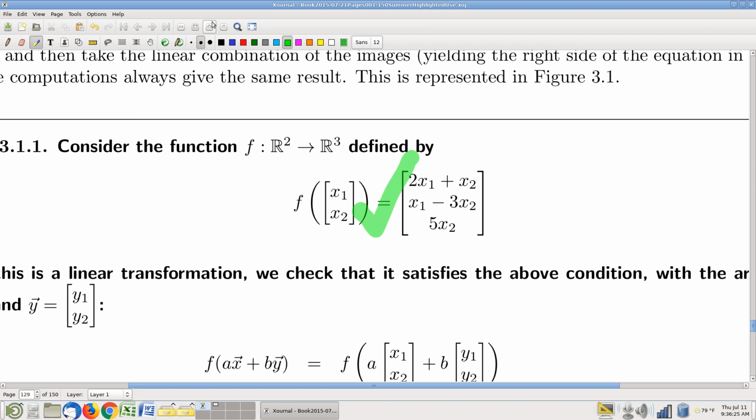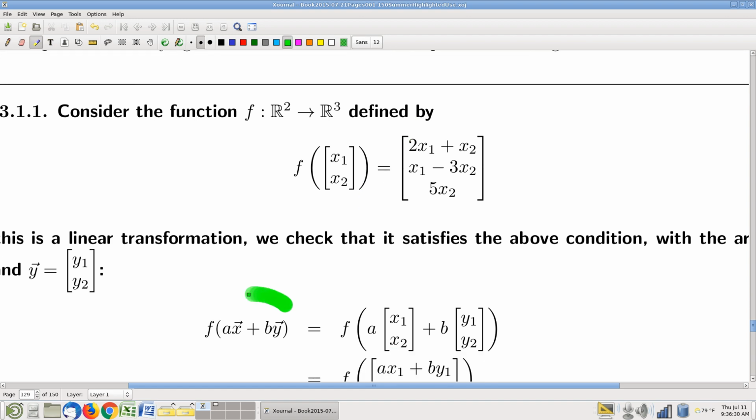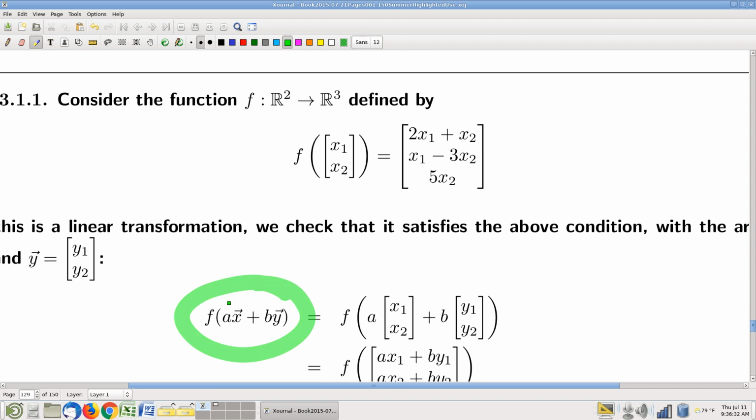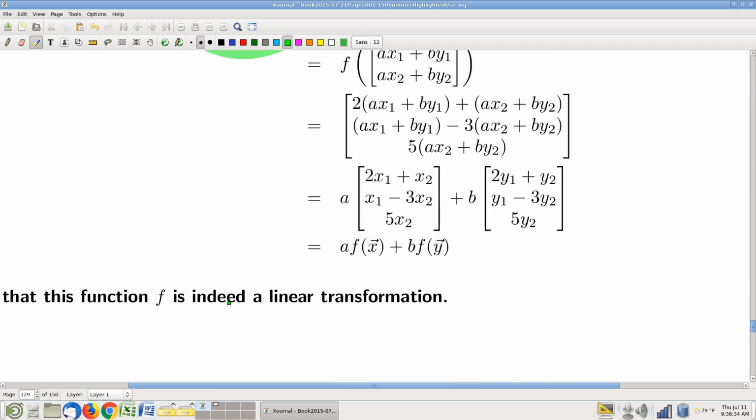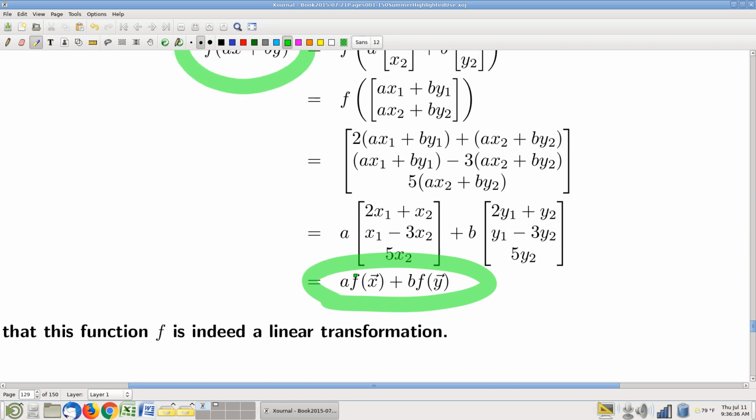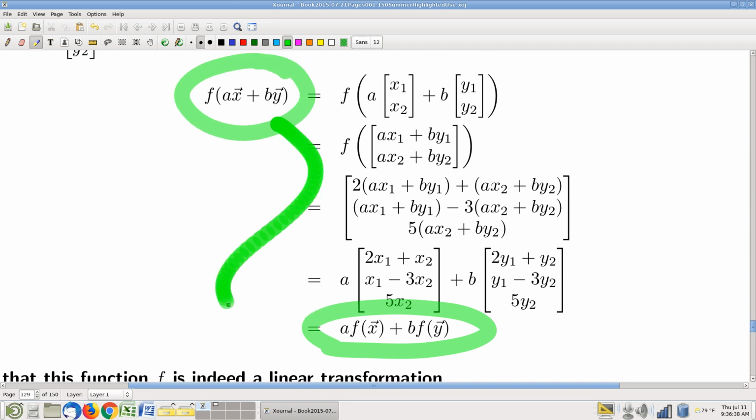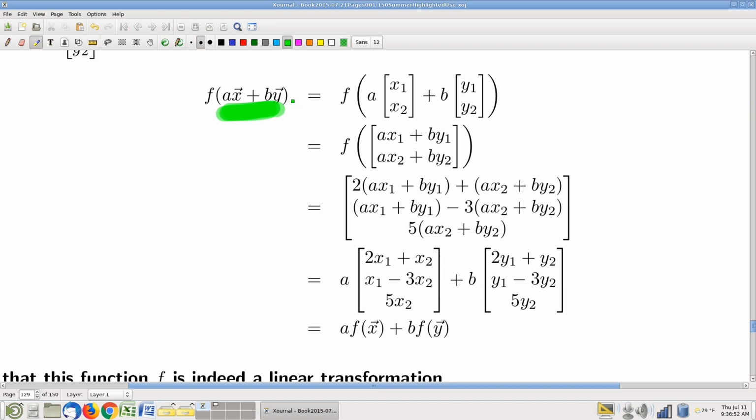This is going to be a certain amount of tedium, but I'm going to put a linear combination into that function, and by computation, I'm going to show that we get the corresponding linear combination out of the function. So linear combination goes into the function, the same linear combination comes out of the function. Everybody see what we're trying to do here? Brute force, here we go.